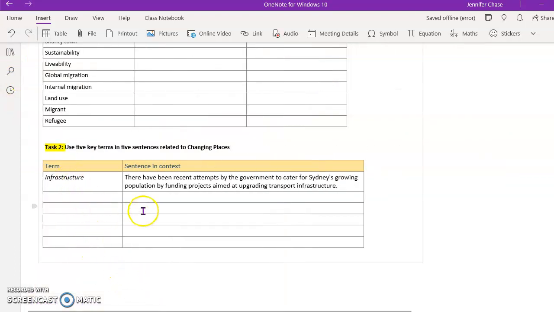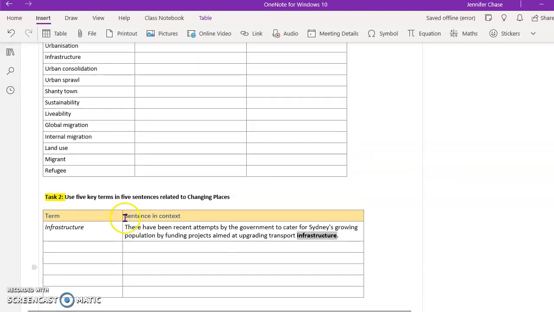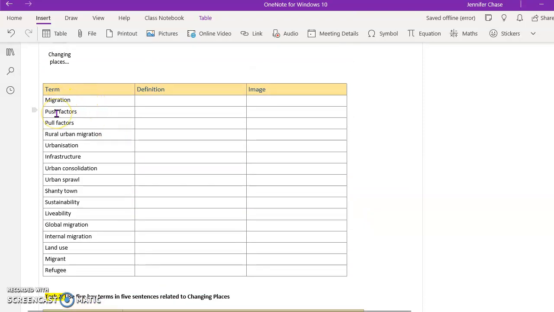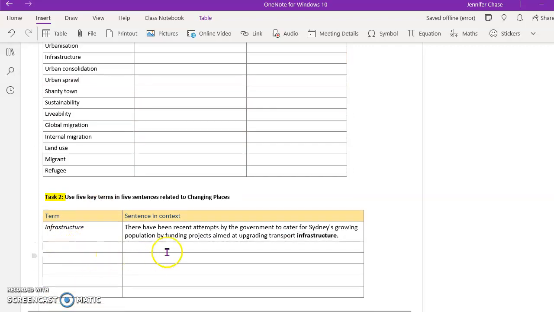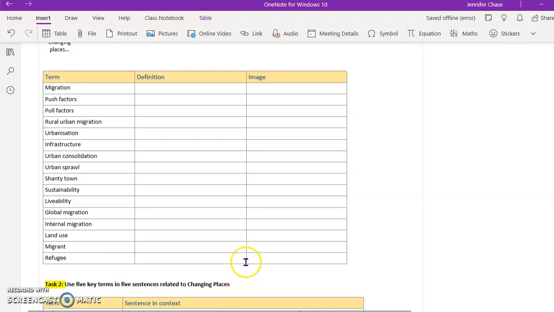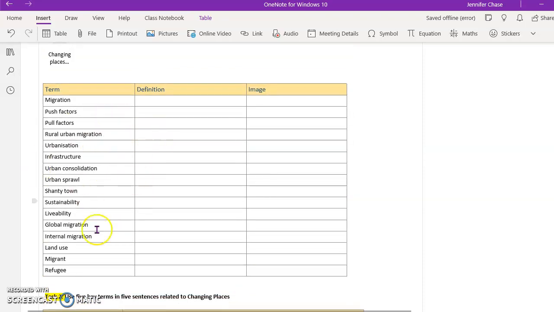So for example, infrastructure. There have been recent attempts by the government to cater for Sydney's growing population by funding projects aimed at upgrading transport infrastructure. It doesn't need to be something specific like that. You might want to give an example of a push factor, for example. So you might put in here push factor. You might say the Syrian war has been a push factor driving hundreds of thousands of people out of the country. Have a go at that.